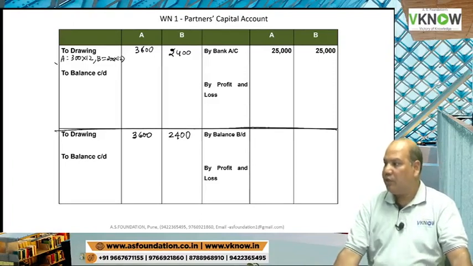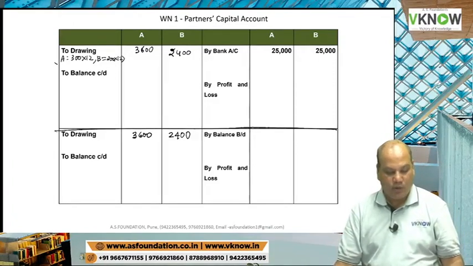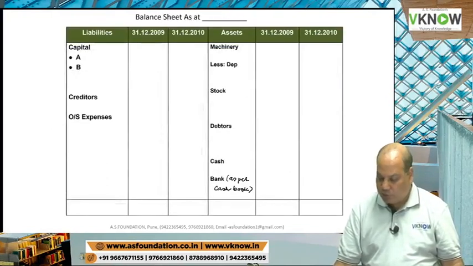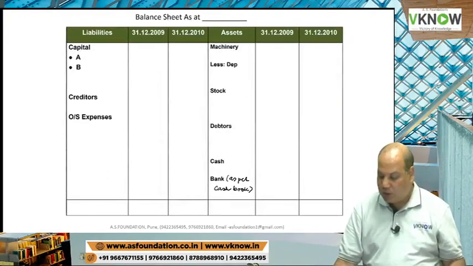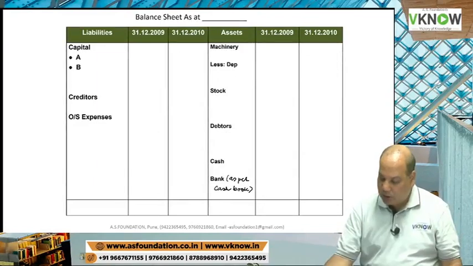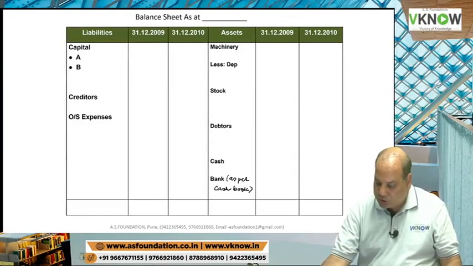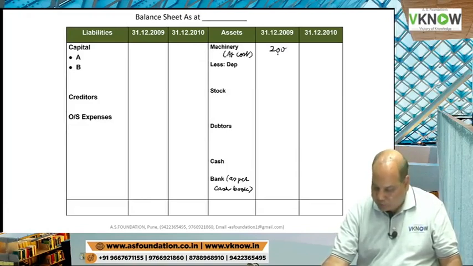Whatever information they have given, first you spread it. They had kept no account except the following information. Now come to balance sheet. In balance sheet, first is machinery at cost 25,000. Less depreciation, write down accumulated.